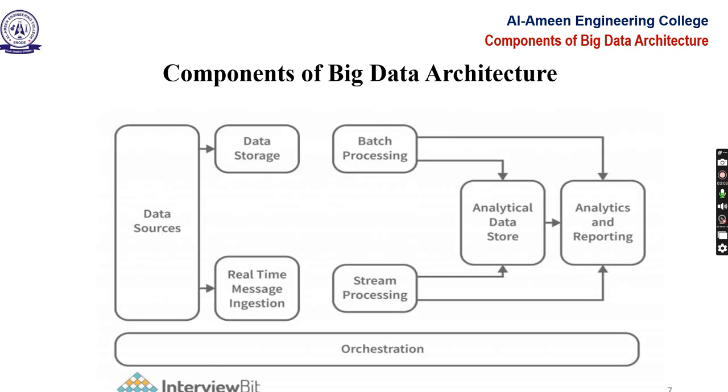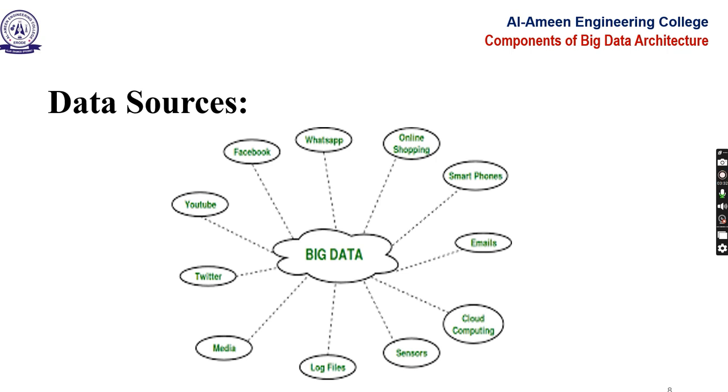And now we will think of the components of big data architecture. So this is the basic representation of a big data architecture. Data comes from different data sources, and those data will be stored, and it can undergo real-time message ingestion. We will see two types of processing in big data. One is batch processing and another is stream processing. In batch and stream processing, there will be analytical data store and analytics and reporting. At last, we will have orchestration.